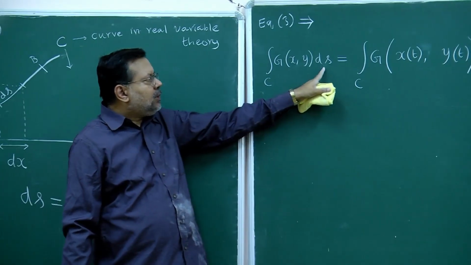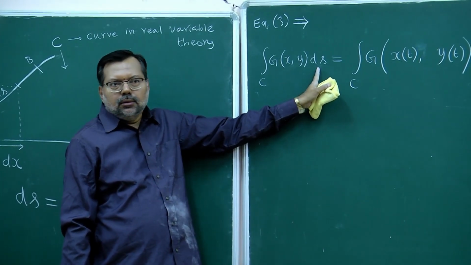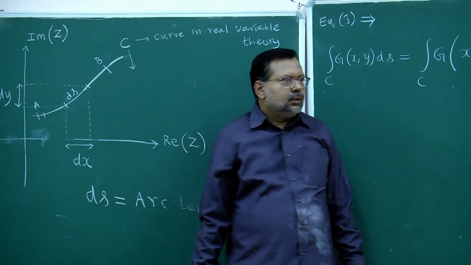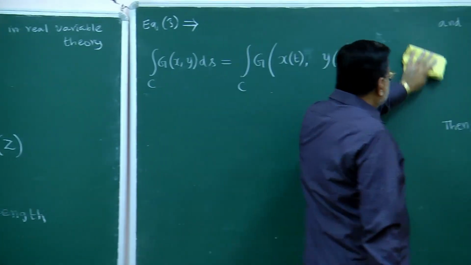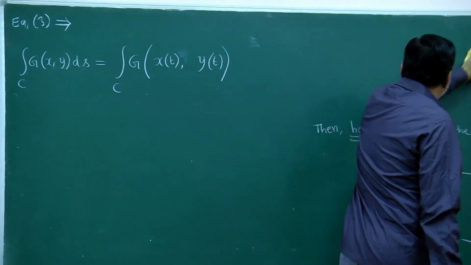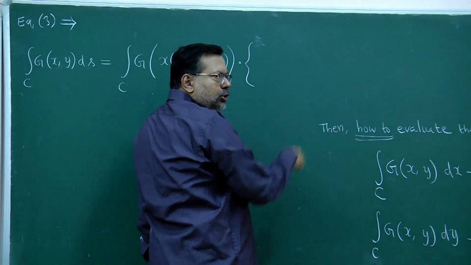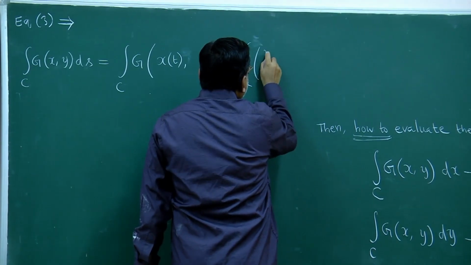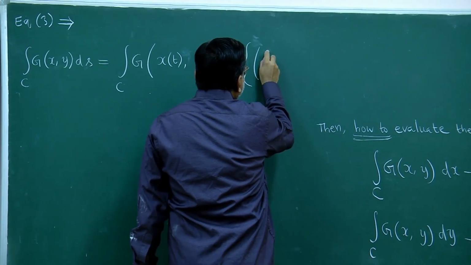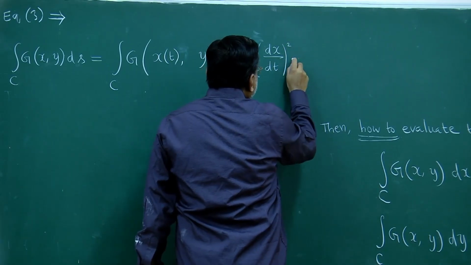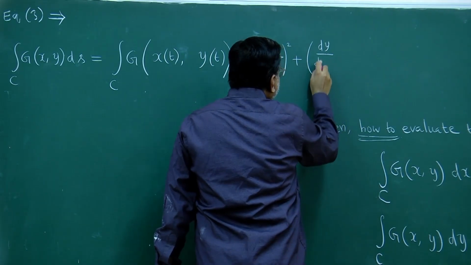So up to this is over, then what about ds? What is ds? It is there. So you substitute that. So therefore I will substitute, and I will not put a square root, I will put the power 1 by 2. So therefore I can write this: dx by dt whole square plus dy by dt.